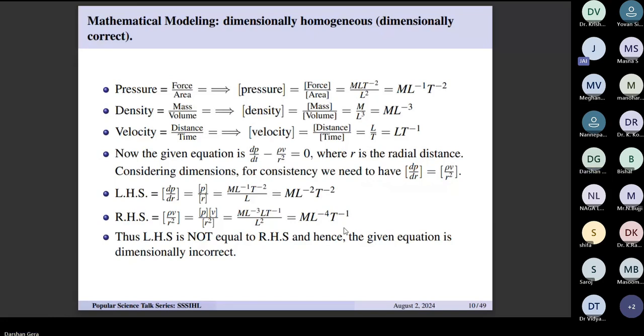But the right-hand side dimension is the dimension of rho, the dimension of V upon the dimension of R squared. So it is ML^-4 T^-1. You are seeing that the dimension of the left-hand side is not the same as the dimension of the right-hand side. So whatever equation you have written is not actually dimensionally correct. We have to go into that again, add some term, multiply or divide by some term, and check whether the dimensions of both sides are the same or not. I will take a biological example and show you how you do it.